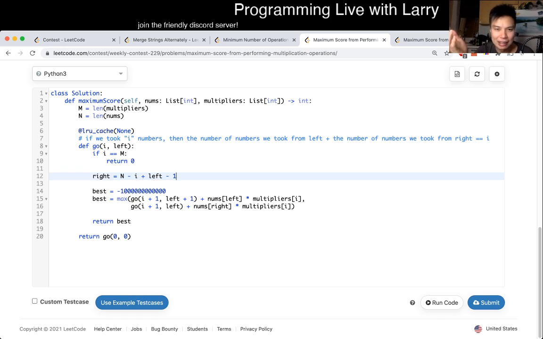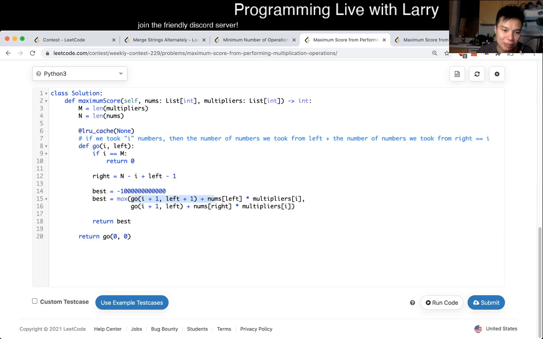I'll leave that as an exercise for you to do at home. Some people may draw it out, but this is just arithmetic, so I'm not going to spend that much time on it. And then after that, we just choose the best, right? And the best is simply you go from the left side.